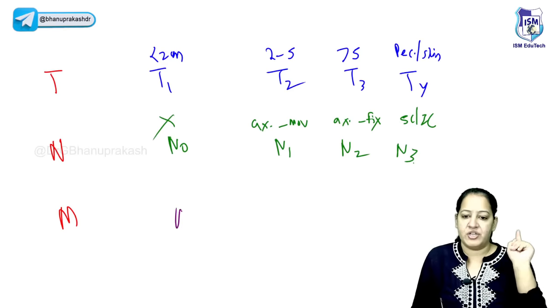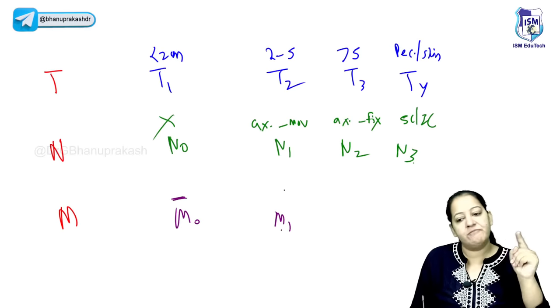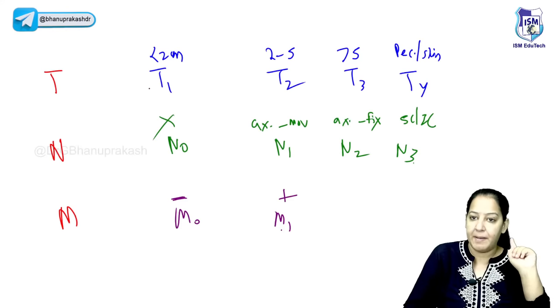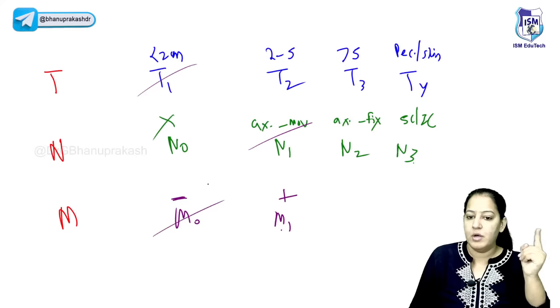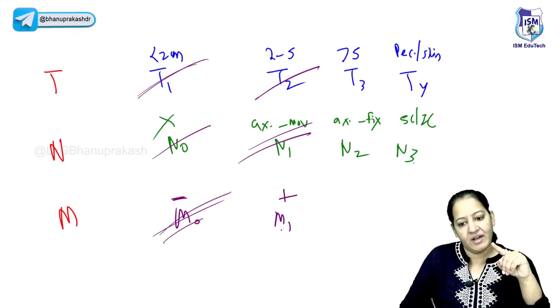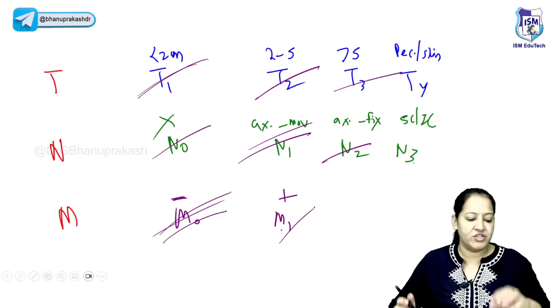Decide the M for your patient. Is it M0 or M1? Only two options. M0 means mets absent. M1 means any mets present. So it can be anything. You can say, ma'am, my patient is T1, N1, M0. My patient is T1, N0, M0. My patient is T2, N1, M0. My patient is T3, N2, M1. Multiple combinations are possible.